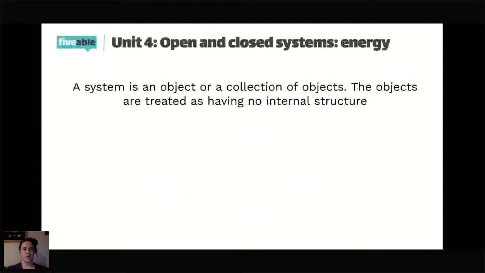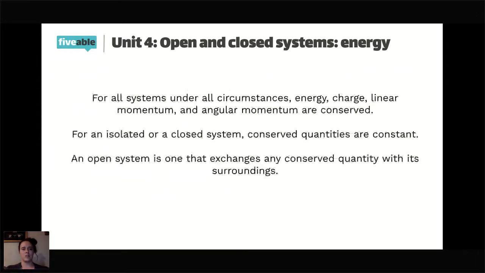So for open and closed systems, energy. Again, a system is an object or a collection of objects, and the objects are treated as having no internal structure. You get to define what the system is. For all systems, under all circumstances, energy, charge, linear momentum, and angular momentum are conserved. For an isolated or closed system, conserved quantities are constant.